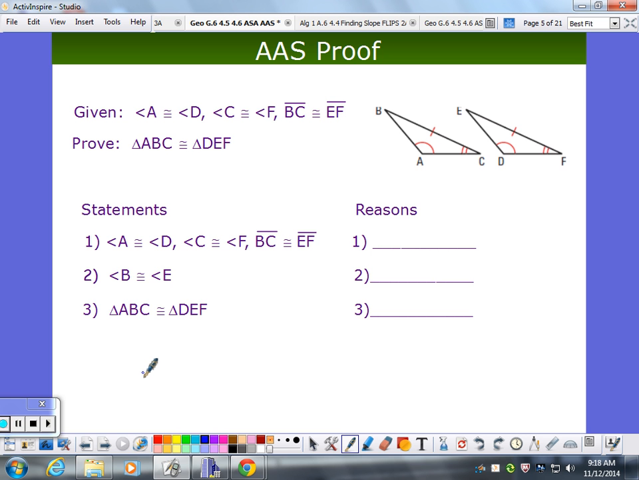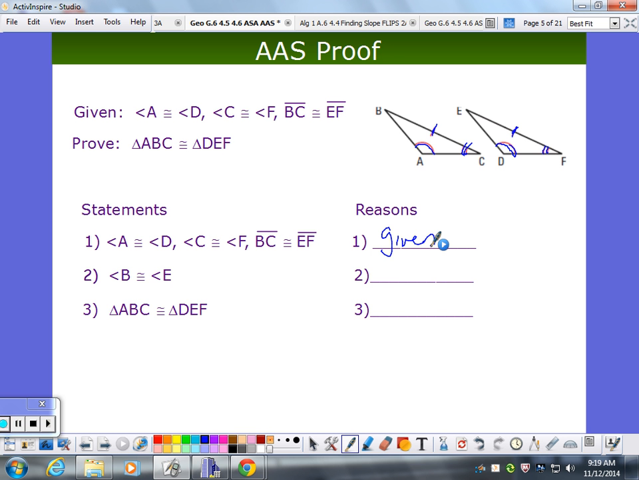All right. So let's do a proof of this. Let's see. So what do I want to prove here? Got to mark my diagram. Angle A and angle D, and I know they marked it, but I marked it too. Angle C to angle F, and BC congruent to EF. So let's see here. Triangle ABC congruent to DEF. That's my given, right?